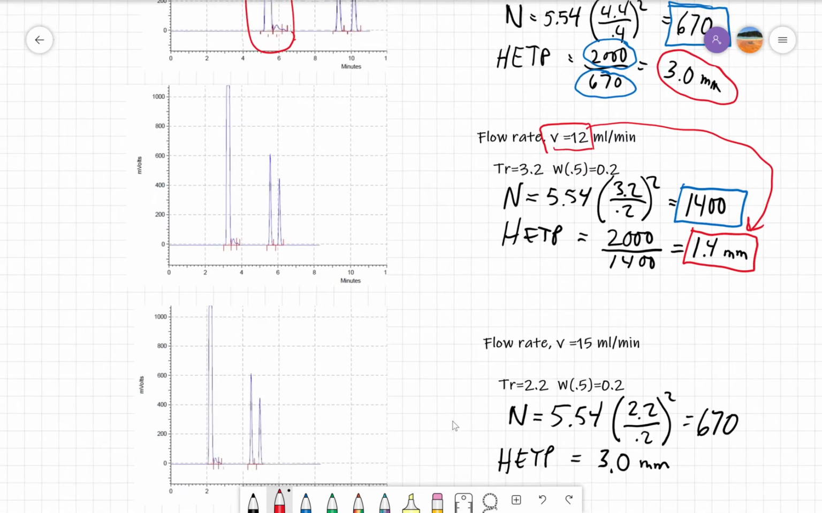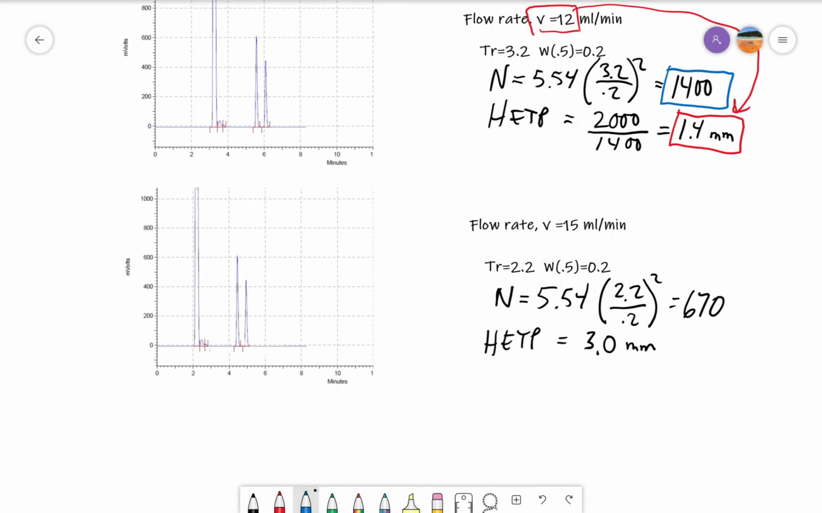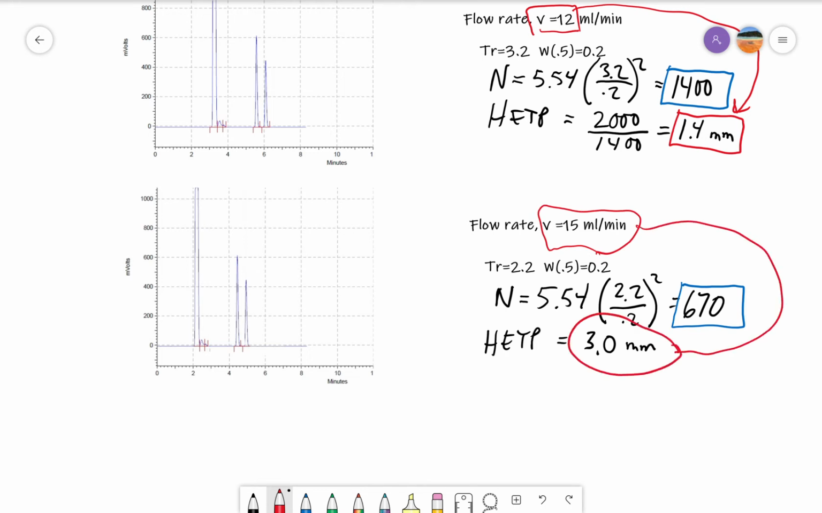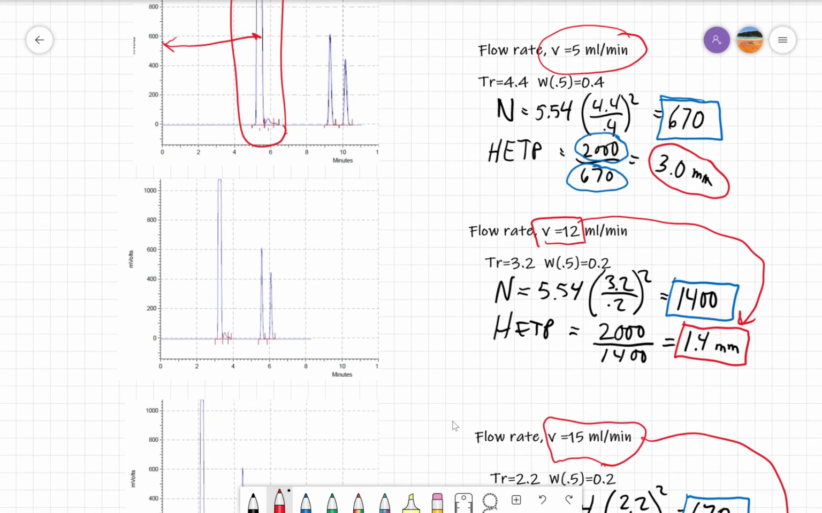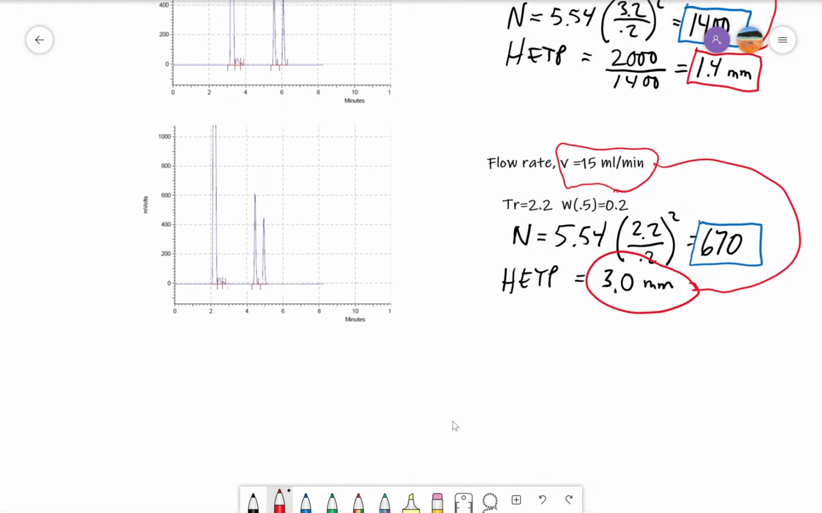Finally, when we increase the flow rate to 15 milliliters per minute, now mass transfer starts becoming a problem. So the number of equilibria has gone down to 670. If we calculate then the number of equilibria generated at 15 milliliters per minute, then we get a height equivalent of a theoretical plate of 3 millimeters once again. So under these circumstances, we have three flow rates and three height equivalents of a theoretical plate.